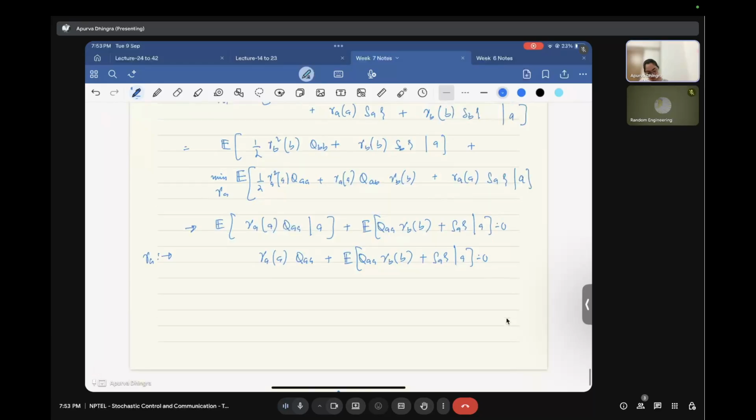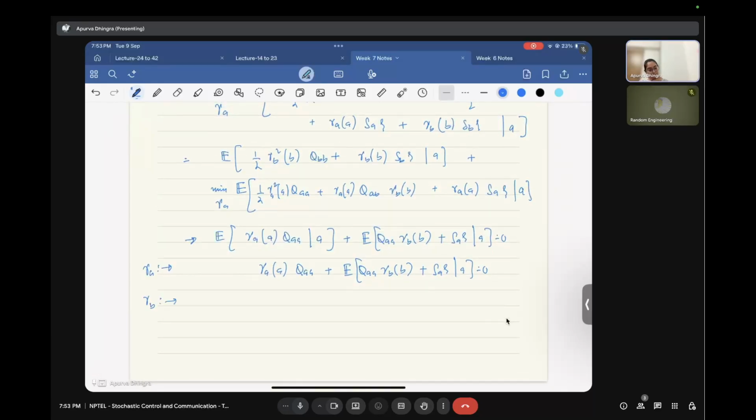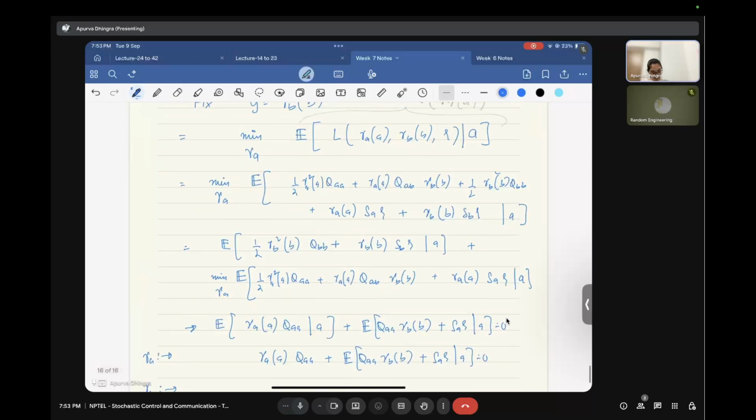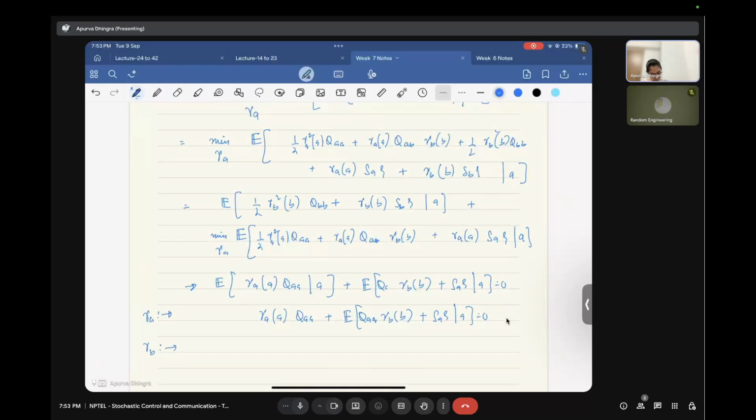Then if we were to repeat the same process but optimize over gamma b, you'd get something similar. One second, I made an error here. No, so this is fine. This is not that big of an error, but anyways. If we were to repeat it for the other one, for gamma b, we would get something like this. QAB and QBA are the same, so it doesn't really matter. SB Xi A, this should be equal to 0.